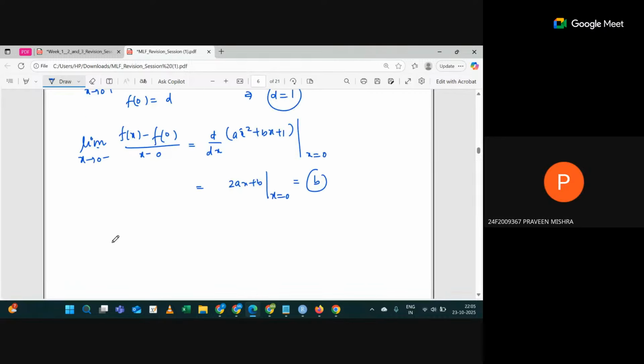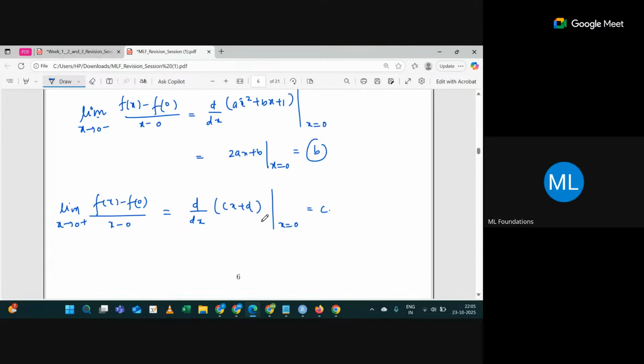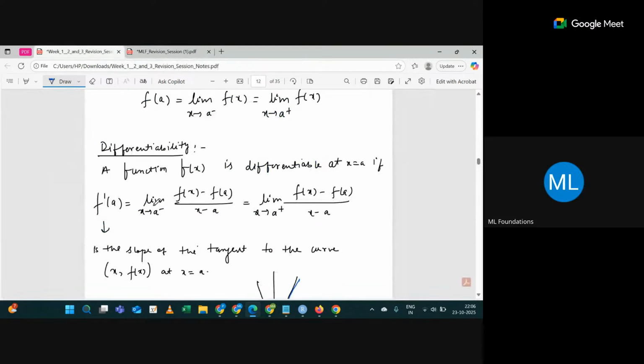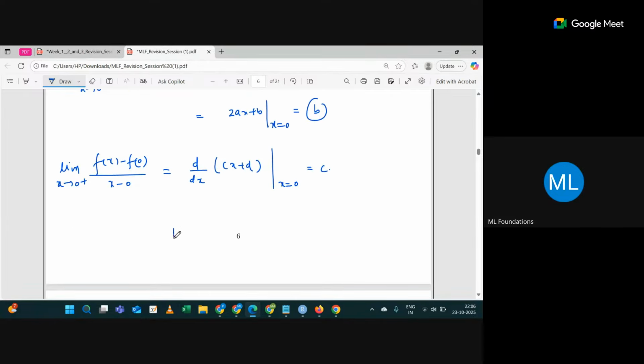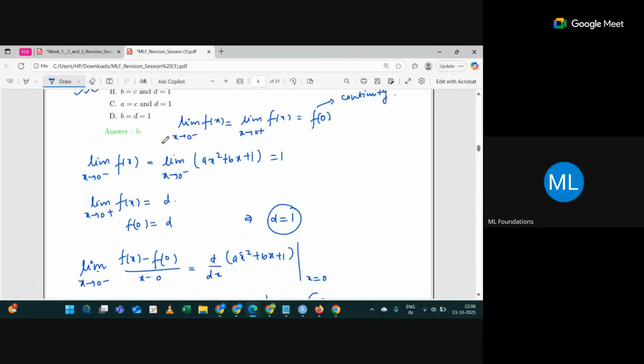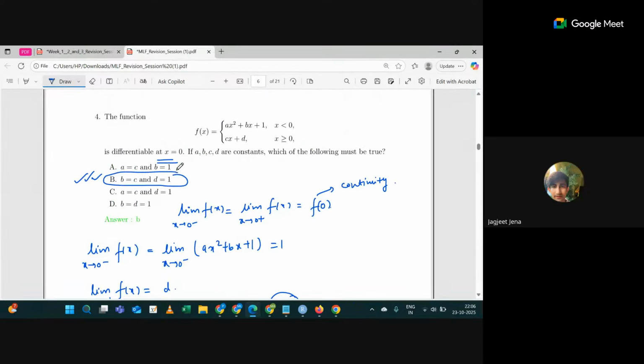Yes. Now for the right derivative, limit x to 0 positive of f of x minus f of 0 divided by x minus 0. Basically we have to find the derivative of cx plus d at x equal to 0. Now from here I will get c, right? Now from this concept, I have to equate the left derivative to the right derivative. So what will I get? I will get b equal to c. So b equals c and d is equal to 1.